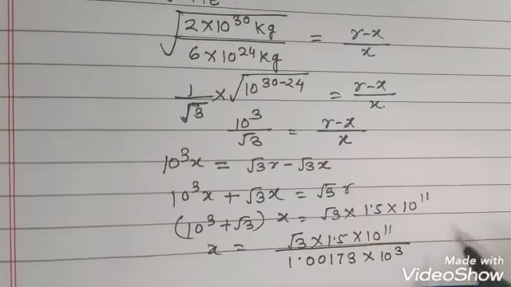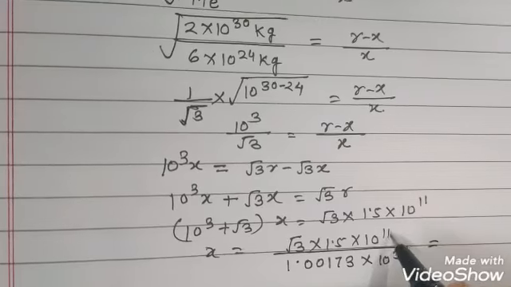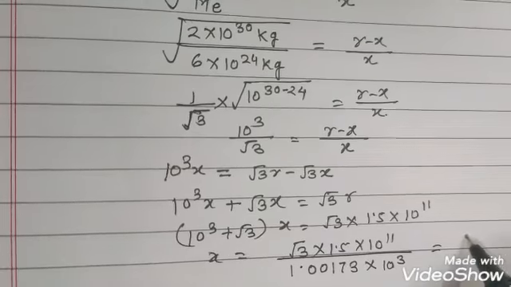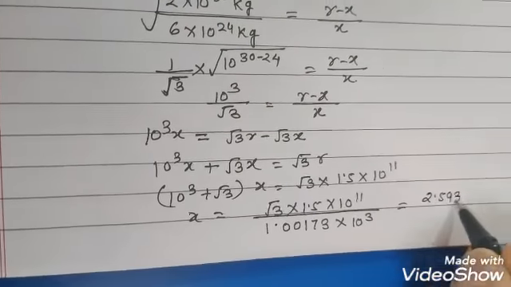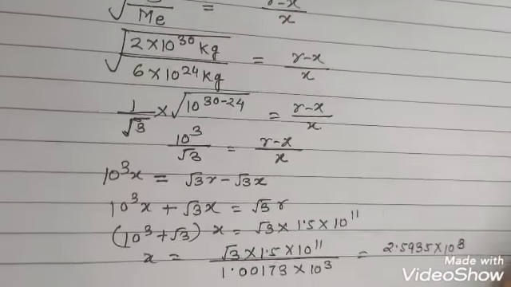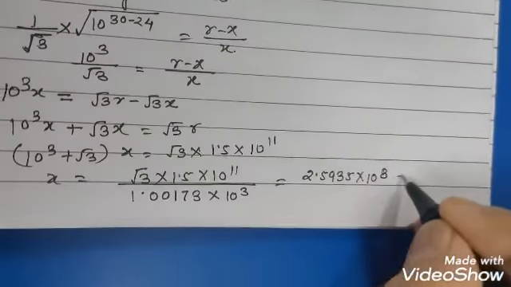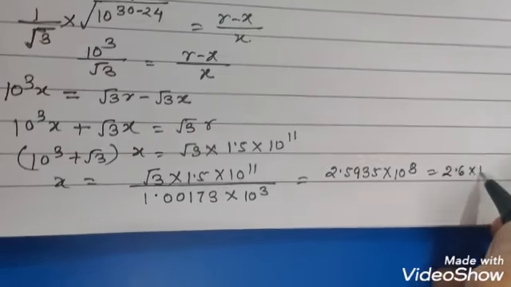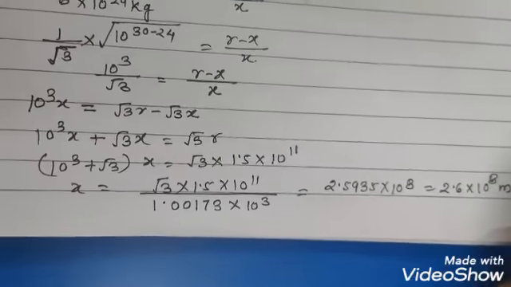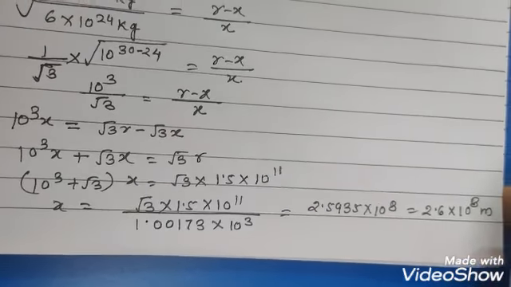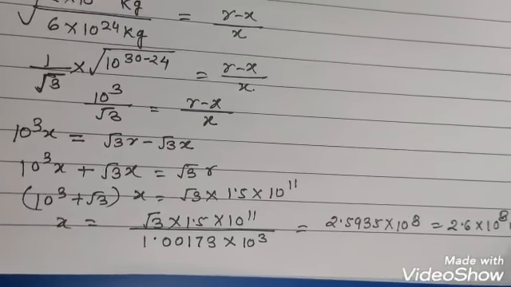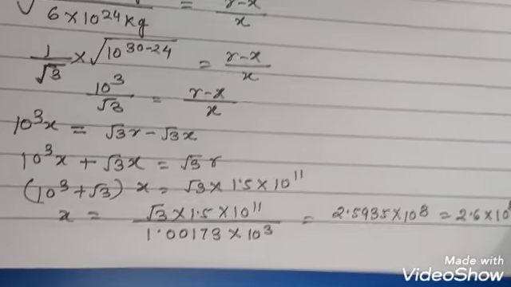So if we just simplify this quantity, 10 to the power 11 minus 3 will be 10 to the power 8, and this quantity will simplify, it will come 2.5935 into 10 to the power 8, and we'll round off this. When we round off this, it is 2.6 into 10 to the power 8 meter. So the distance of the rocket from the earth center is 2.6 into 10 to the power 8 meter.